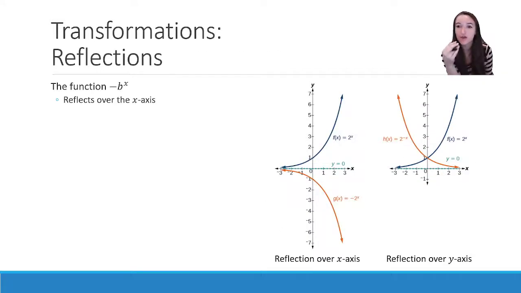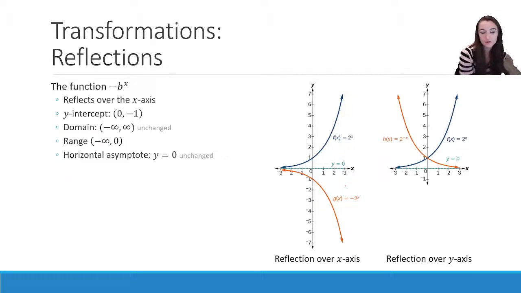Next we have, well, what if a were negative? So here is just, if I put a negative out front of b to the x, what happens? That's an x-axis reflection. So if a is negative, then we're getting the stretch and the reflection, essentially, if we have some a that's not 1. So with the x-axis reflection, everything just flips over. So what changes is the y-intercept will become 0, negative 1. The domain is unchanged, but the range is negative infinity to 0 now, because we are on the other side of our x-axis. But the horizontal asymptote still remains at y equals 0.